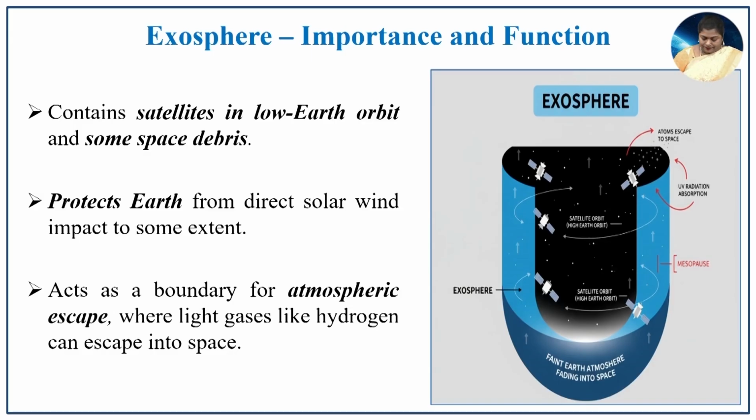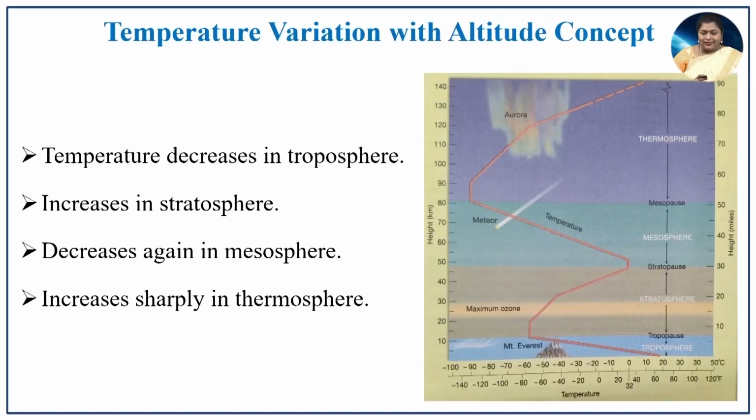So far we have discussed the 5 layers of the atmosphere. In each layer we have discussed the temperature, whether there is an increase or decrease in temperature with altitude, with height. But in this slide we will discuss in detail the temperature variation with altitude.